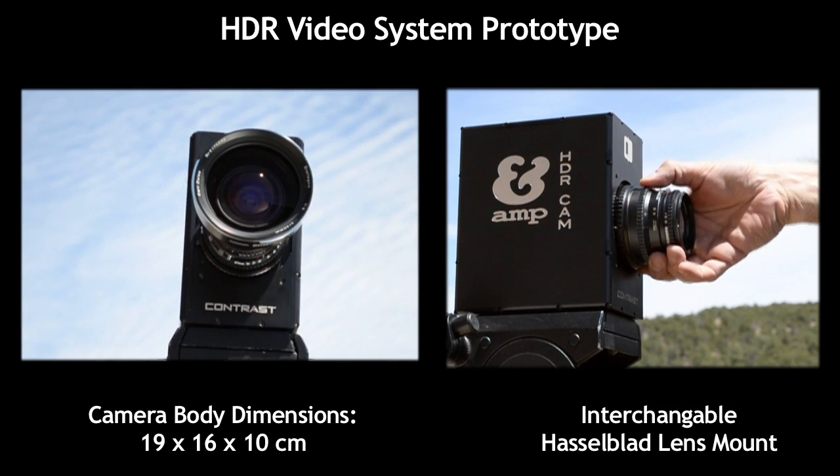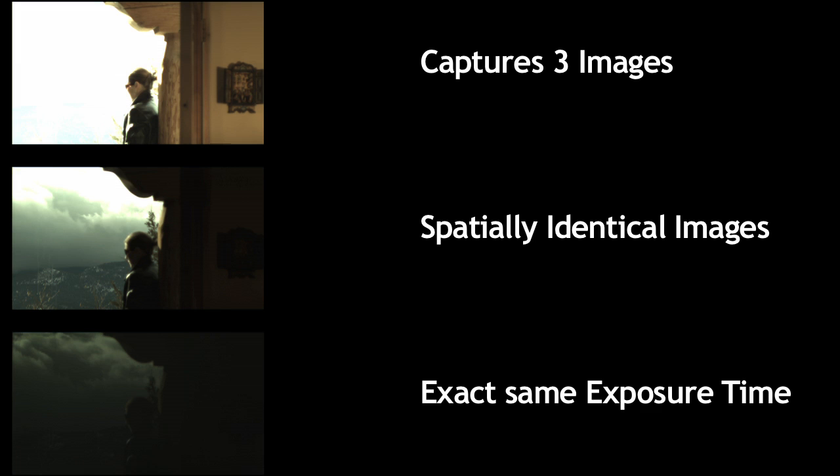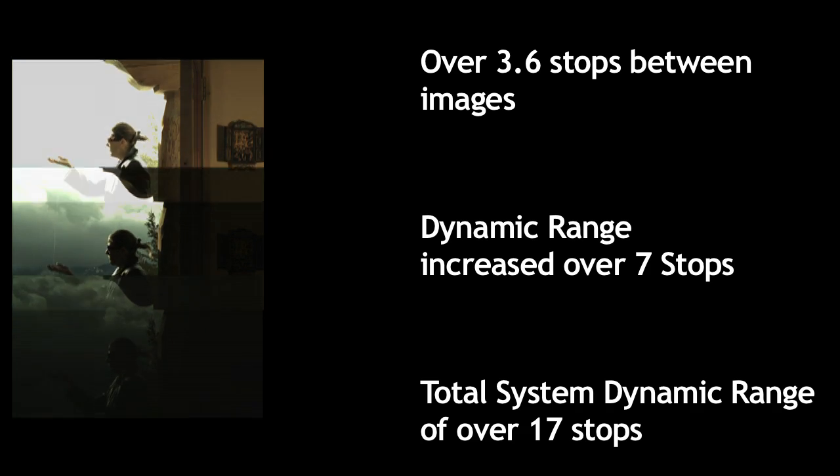99.95% of the incoming light from the lens is used. The 3 images captured are identical pixel for pixel and have different intensities. They are captured using the exact same exposure time setting. In our prototype system, the total dynamic range increases over 7 stops.